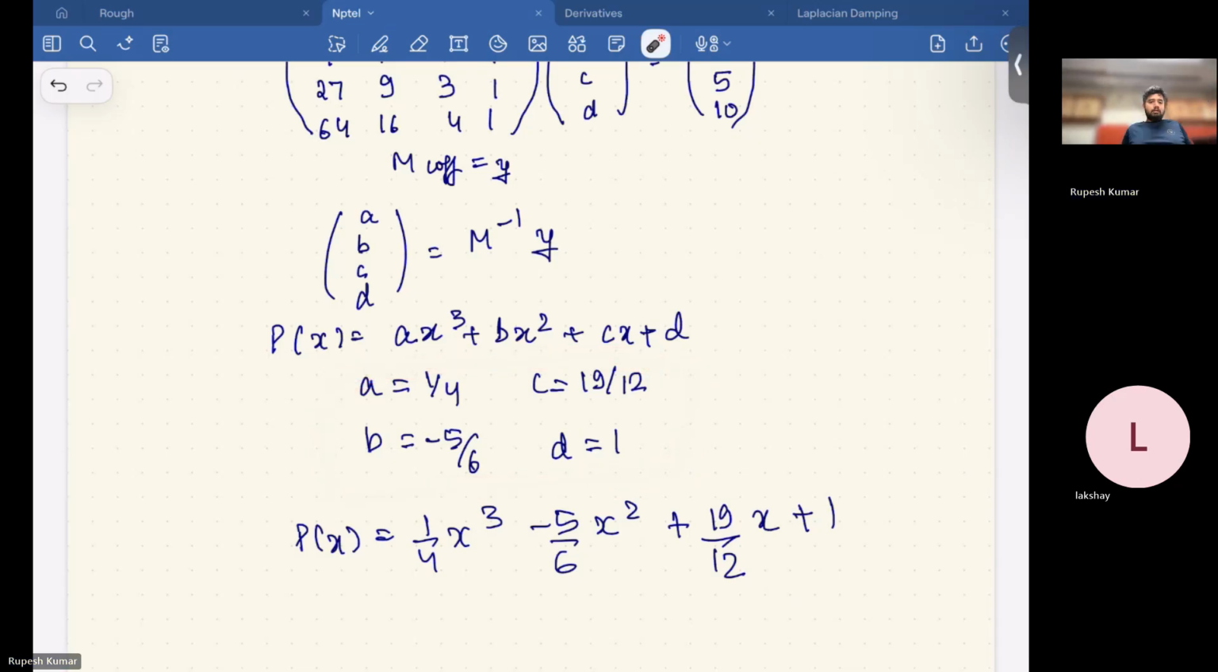Now let's plot these results, and then we will see what other kind of interpolation we can use, right?